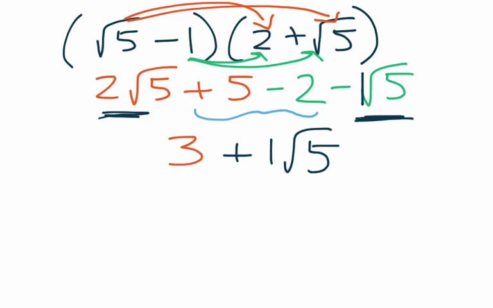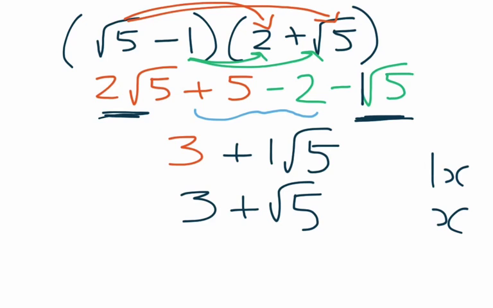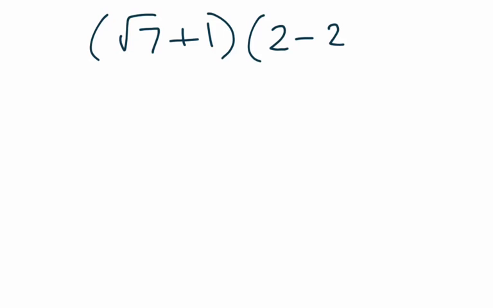root 5. And I might want to leave the 1 out, sorry, like we do in algebra. We don't normally write 1x, do we? We always write just x. So this would just be 3 plus root 5. How did you get on there? Good, I hope. Okay, here's your next question. Root 7 plus 1, and we're going to multiply by 2 minus 2 root 7. Can you guys have a go at that one, please?